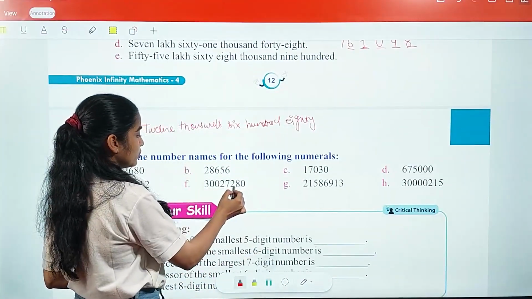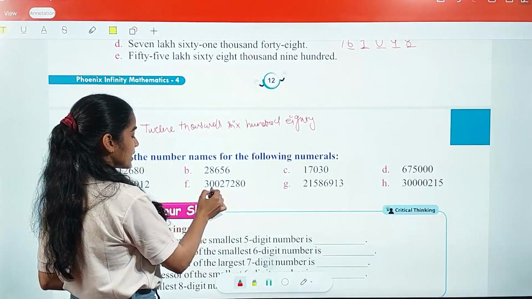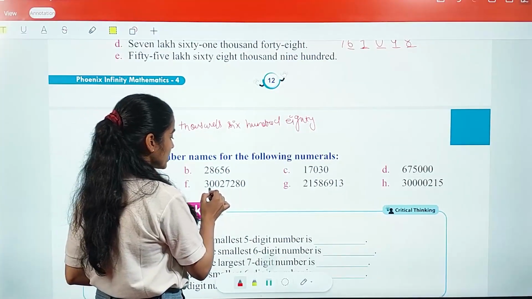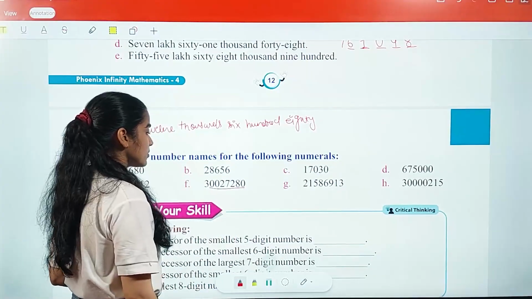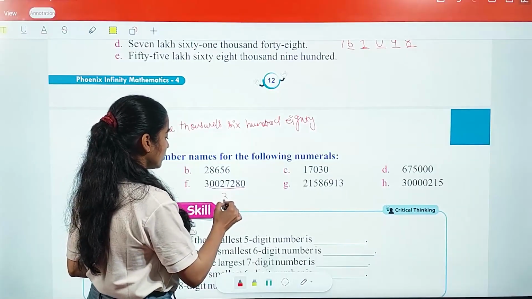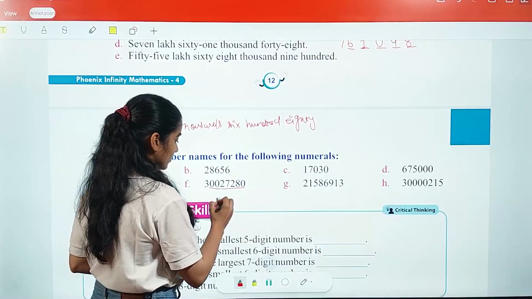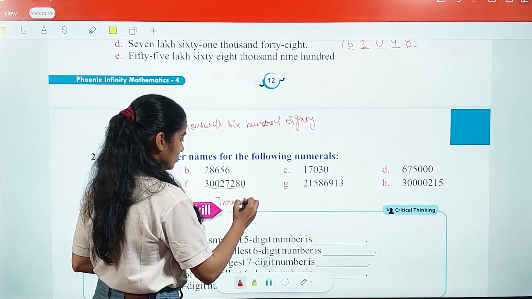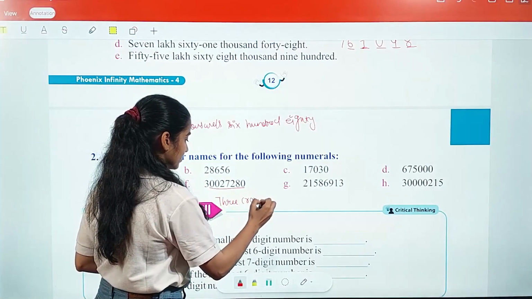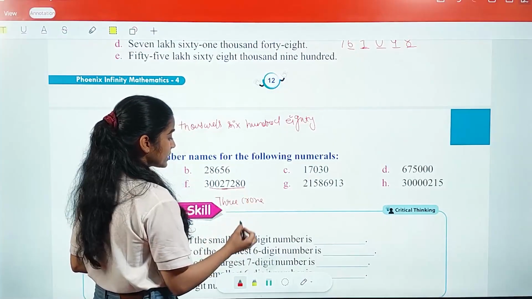Next 1, 2, 3, 4, 5, 6, 7. So how many? 7. In crore we have 7 zeros. So 3 crore. Next we have 27,000.